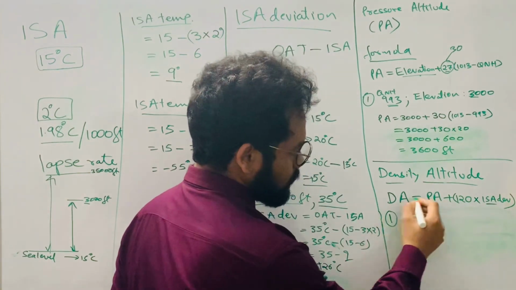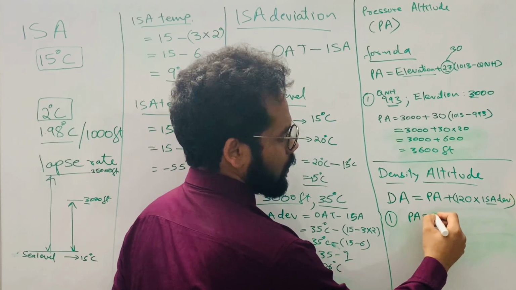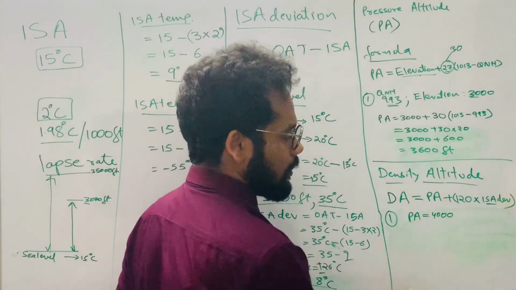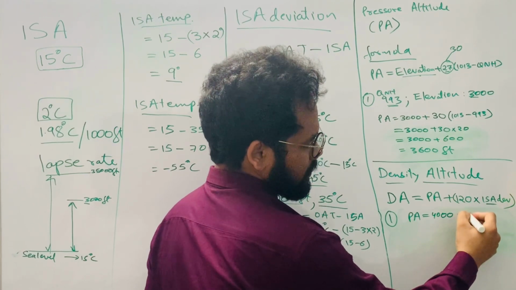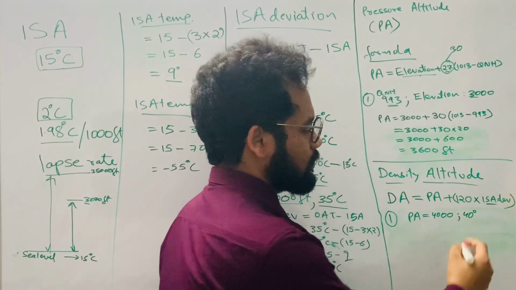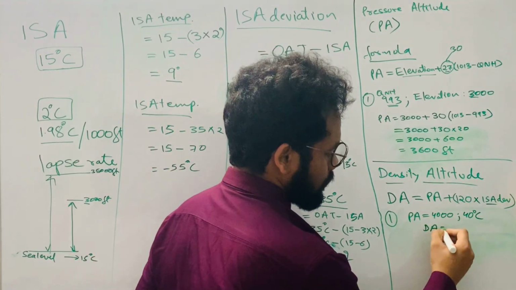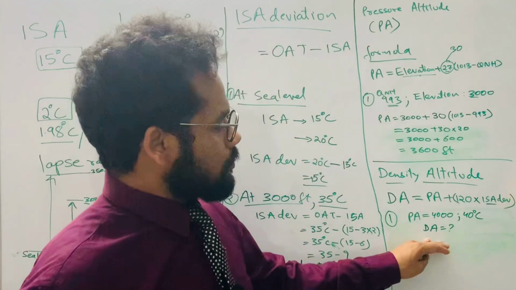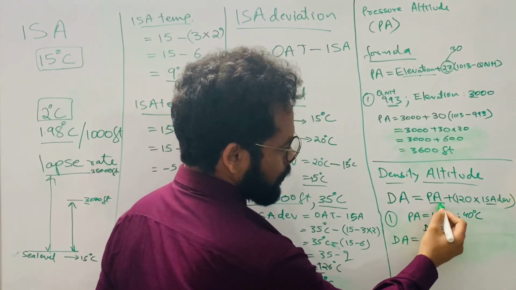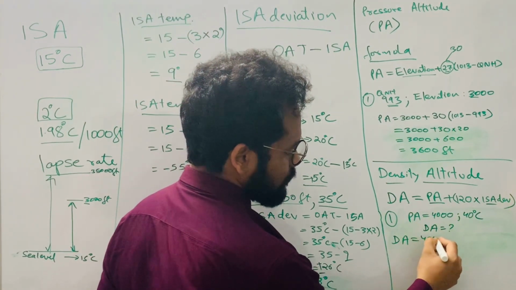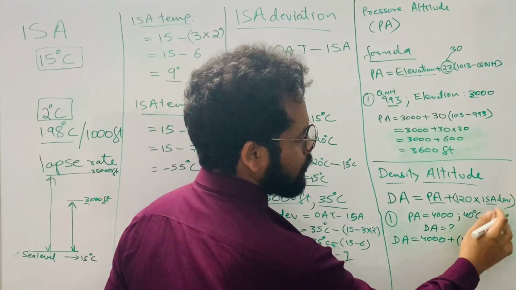Suppose the pressure altitude is 4000, and the OAT is 40 degrees Celsius. Let us calculate the density altitude. Density altitude is equal to pressure altitude, which is 4000, plus 120 into ISA deviation.